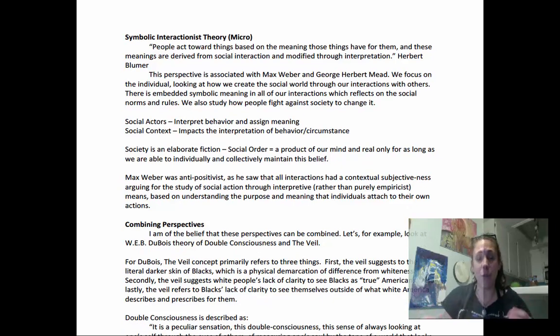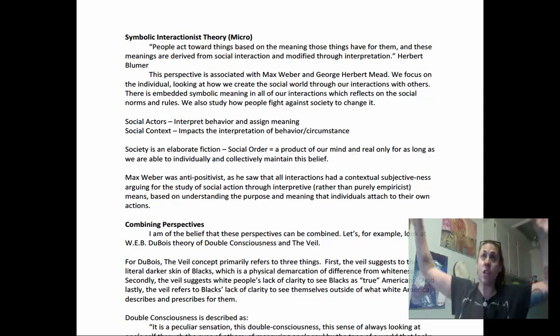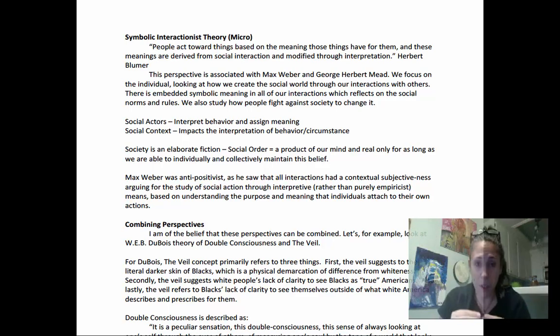Symbolic interactionist theory, which is one of my favorites, by the way, because it looks at the nuances of everyday interaction. So symbolic interactionist theory is micro. The other two theories were macro, looking at the big picture. Symbolic interactionist theory is micro, looking at the interactions of people within society in the day-to-day. And also, if people in society want to revolt against society, the ways in which they do it is indicative of the type of society that they live in. And that also tells us more about society. So it's looking at these interactions, how the individual interacts with other individuals, and also how they push back against society.